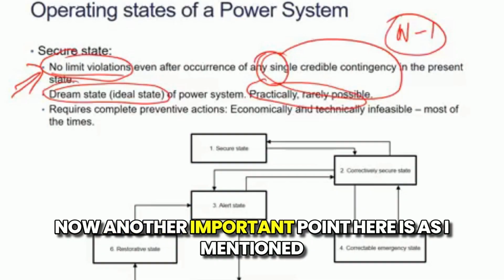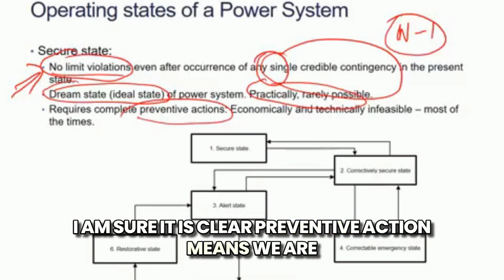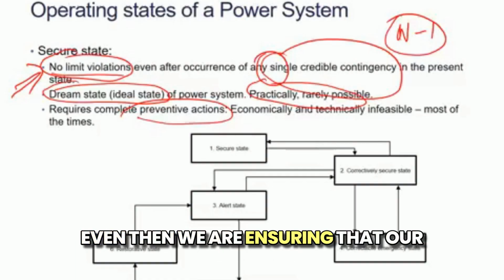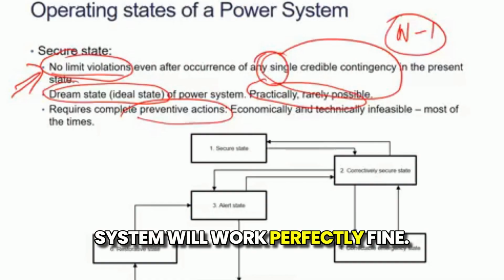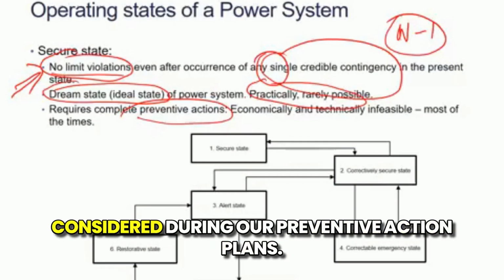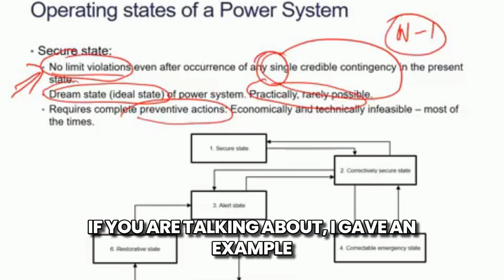Another important point here, as I mentioned in the previous class, is preventive action. I'm sure it is clear. Preventive action means we take action so that even if any contingency takes place, our system will still work perfectly fine. That means all the contingencies are already considered during our preventive action plans. A priori only.